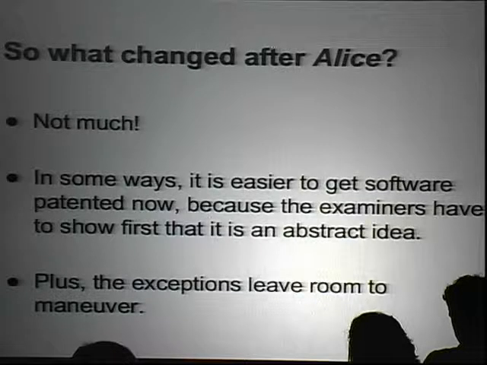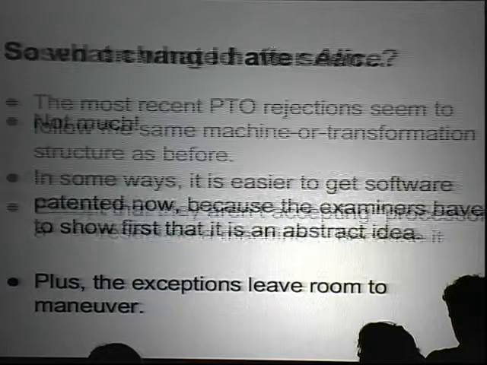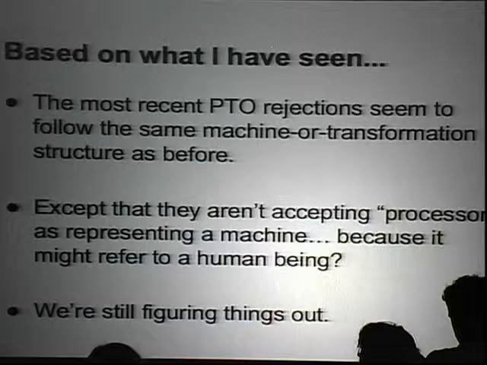But even so, in a certain way, the Patent Office no longer has this easy test to apply. They can no longer say, well, it doesn't have a machine, it doesn't have a transformation, so you don't get a patent. Now they have to actually show to me in some way that it's an abstract idea. And I have ways of getting around it that the court gave me.